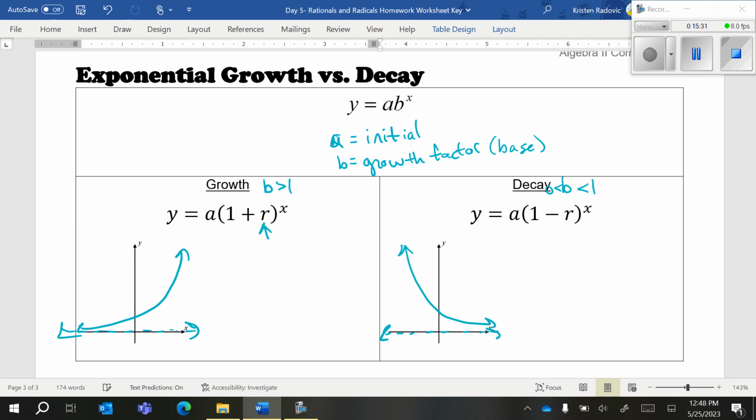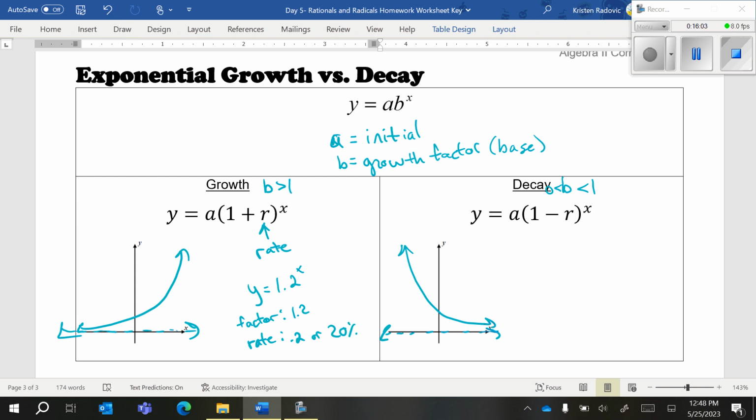R is called your rate. So your factor is the entire base, and your rate is just how much you went up and down by. So for example, if you have y equals 1.2 to the x, your factor is 1.2. Your rate is just 0.2. You went up by 20%.